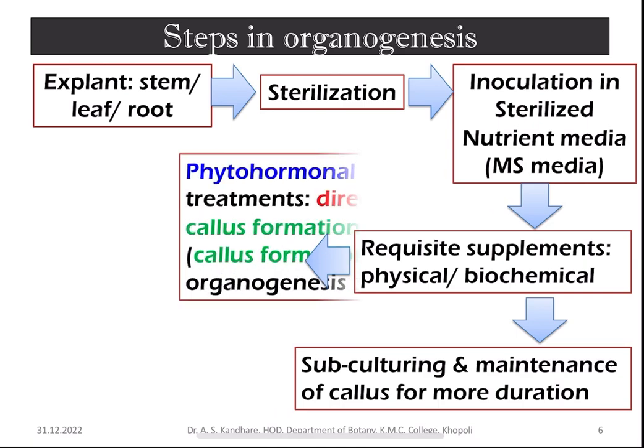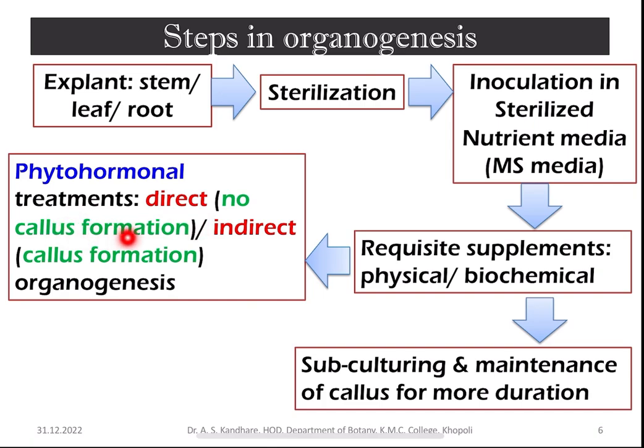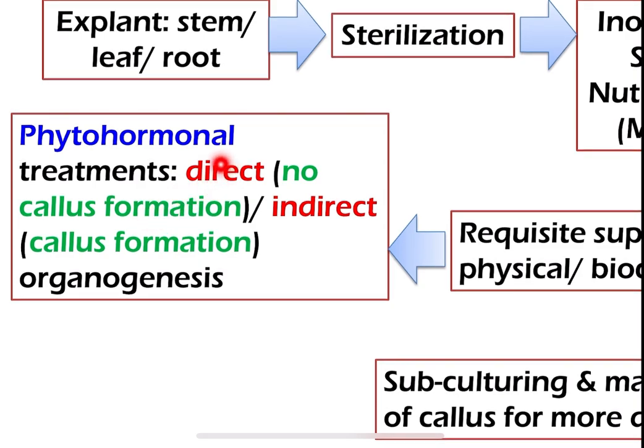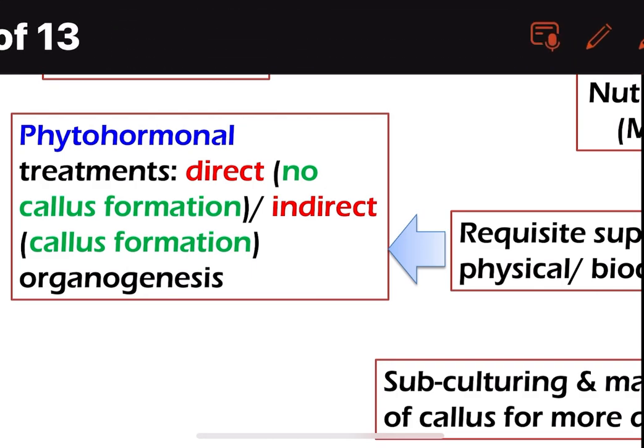Then you may go for callus formation or organogenesis, depending upon the need, isn't it? So therefore, phytohormonal treatments, isn't it, for direct organogenesis. In direct organogenesis there is no callus formation, isn't it? When we want direct organogenesis from an explant, there will be no callus formation. So directly from this tissue and cells you can directly go for organogenesis, if you want. So this is the direct organogenesis.